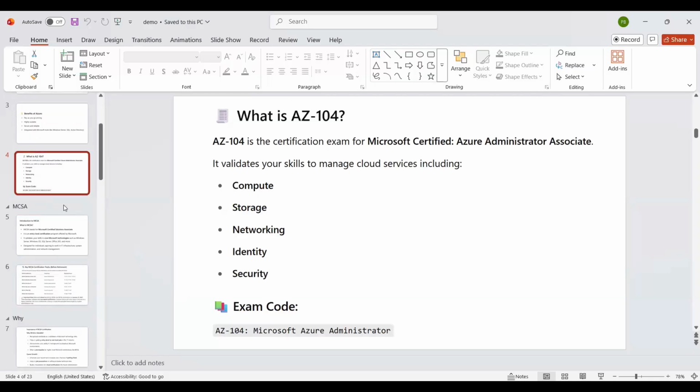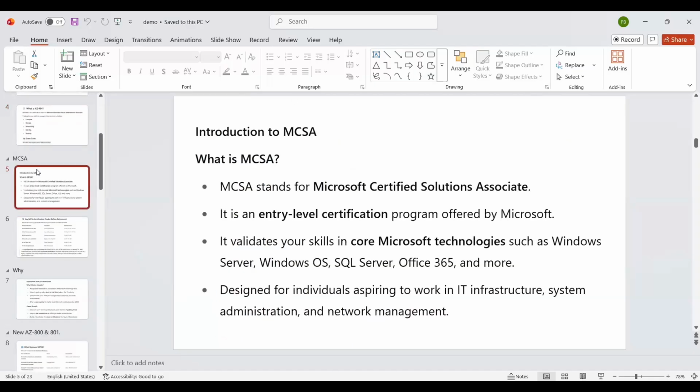So after this, we have our MCSA, right? The MCSA certification is basically based on the entire knowledge of Windows Server, and it also has sub technologies. MCSA is nowadays a very popular certification. When you talk about server administration, everyone talks about MCSA because MCSA is one of the most popular certifications from Microsoft, right? So what is MCSA? MCSA stands for Microsoft Certified Solutions Associate. It is an entry-level certification program offered by Microsoft.